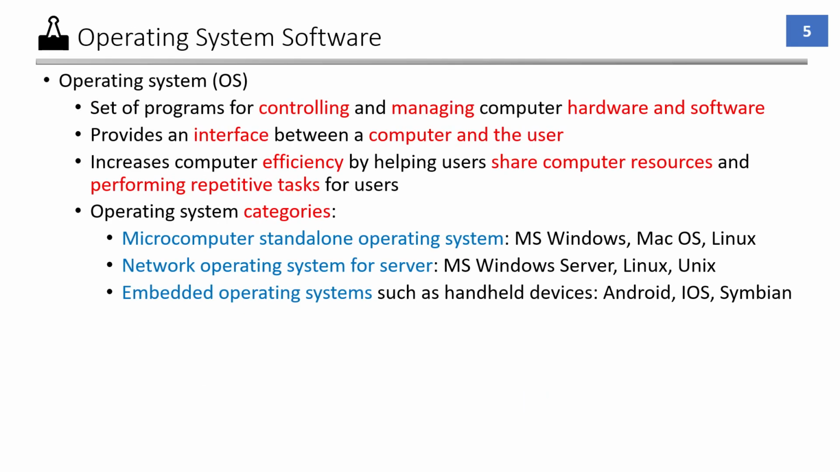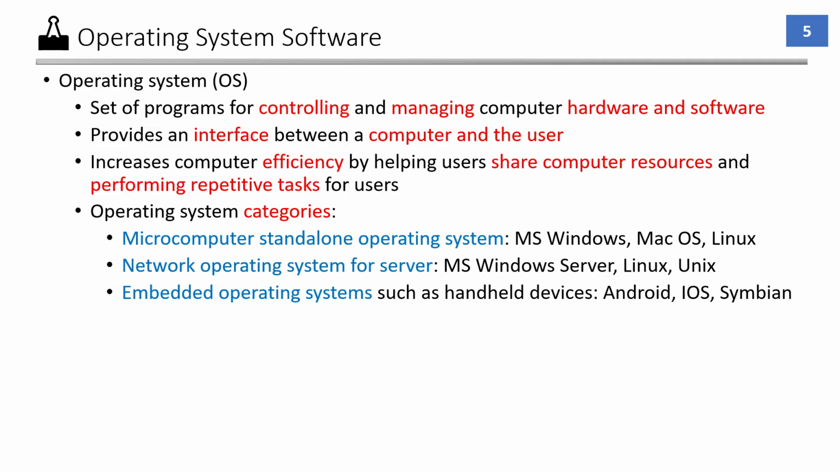An operating system or OS is a set of programs that controls and manages computer hardware and software. The operating system provides an interface between the user and the computer, allowing users to interact with the system easily using menus, icons, and commands. It also helps improve efficiency by managing computer resources such as memory, storage, and processing power, and by handling repetitive tasks for users. There are different categories of operating systems.